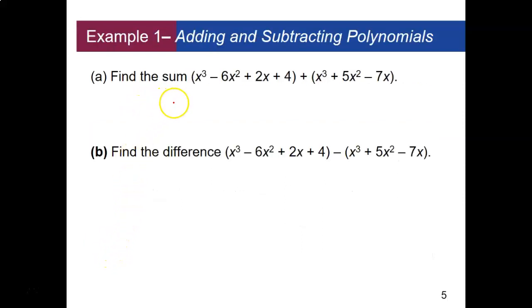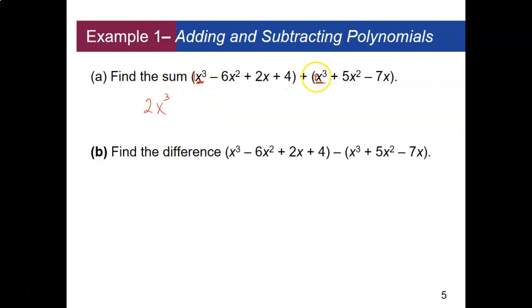Okay, so we want to look at being able to add and subtract polynomials. When we're adding and subtracting polynomials, just think of it as combining apples with apples and oranges with oranges. So with these terms here, we want to look for the ones that are alike. We've got an x to the third here, and an x to the third here. So we've got one here and one here. If we add those together, that's going to give us 2x to the third.